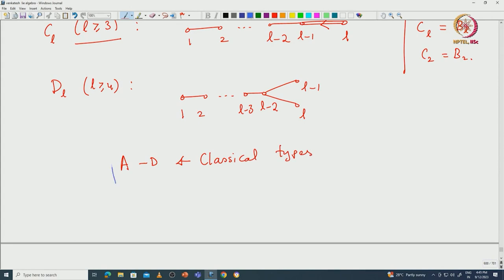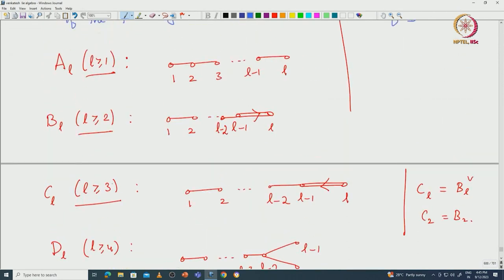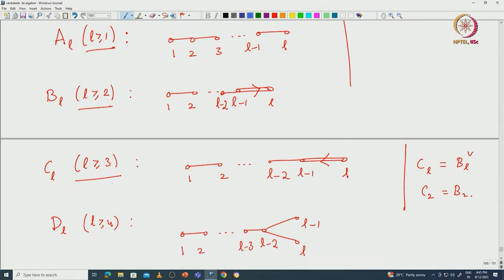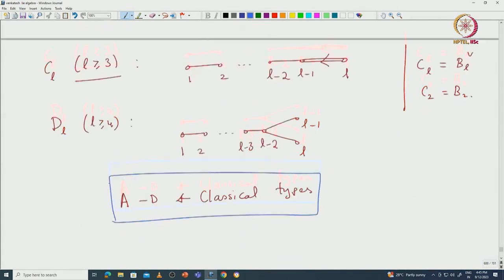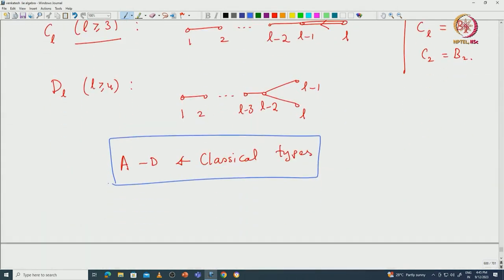So these are 4 classes of infinite families of root systems. For each L, we have infinitely many possibilities, and these AL, BL, CL, DL are all irreducible root systems of classical types.